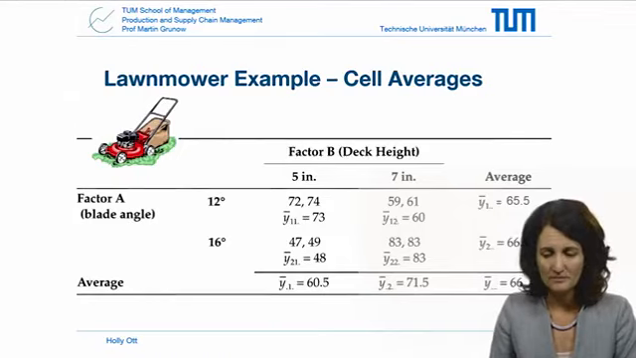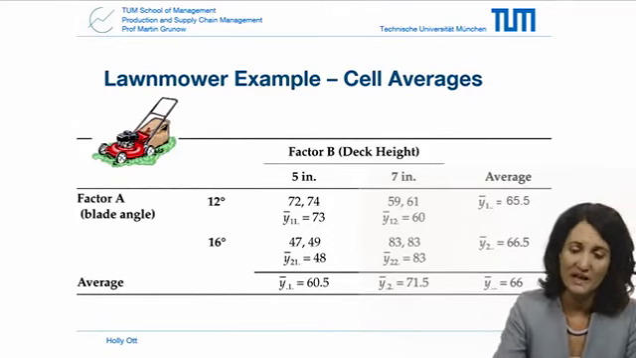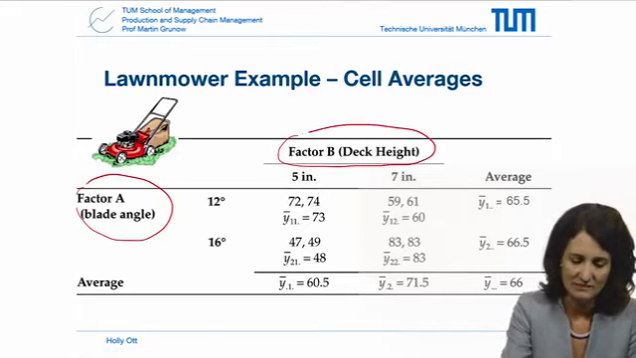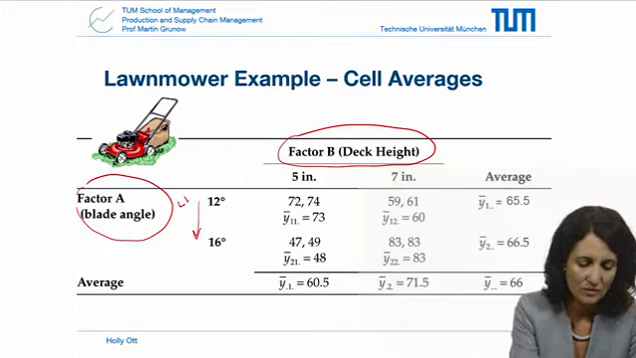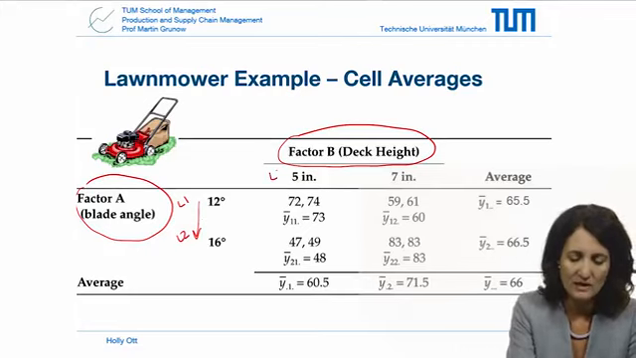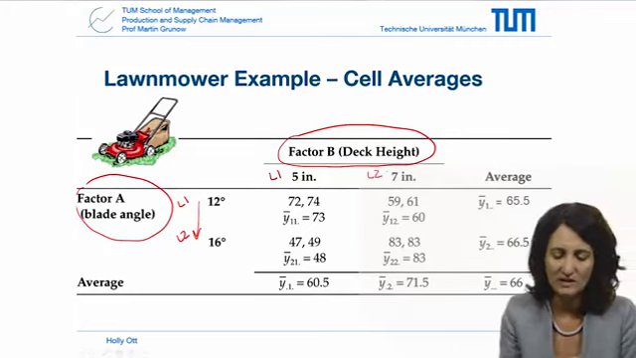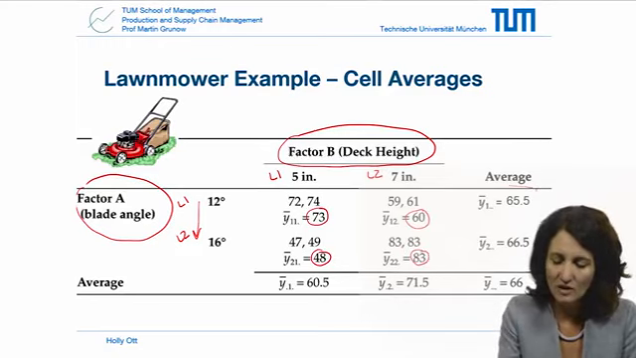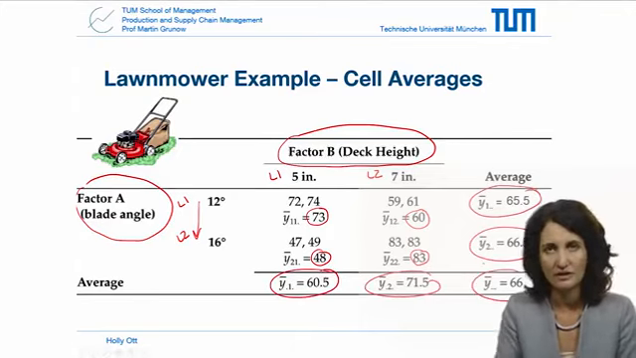Back to our lawnmower. What we've done here is taken exactly the same data you had before and just put it in the ANOVA table. Here we have factor A, blade angle, and factor B, deck height. Factor A goes from 12 to 16. This was level 1, and this was level 2. Factor B, level 1 and level 2, is 5 inches and 7 inches. Again, we have our cell averages, which we already calculated at the very beginning. We have our row averages, our column averages, and our overall average.